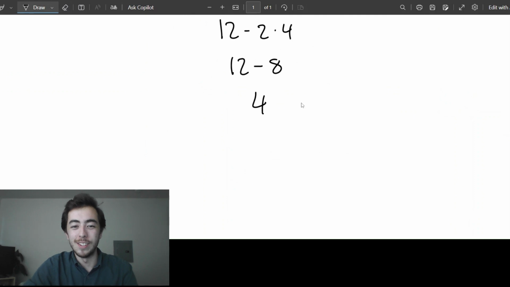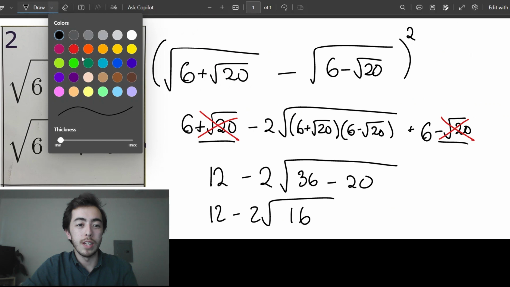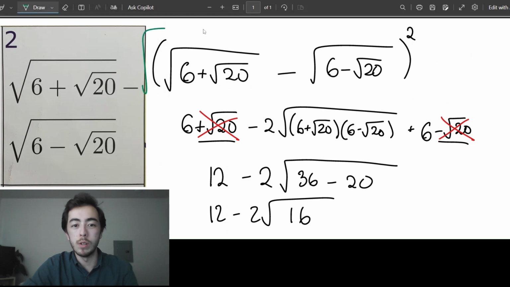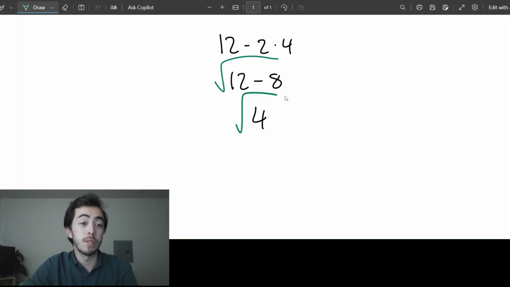Okay, so just to say that I got 2 as my final answer, what we could do is just pop a square root over the top of all of this. And so basically everything that we were doing just had a square root sign over the top. And then finally the square root of 4 is 2. And I'm done.